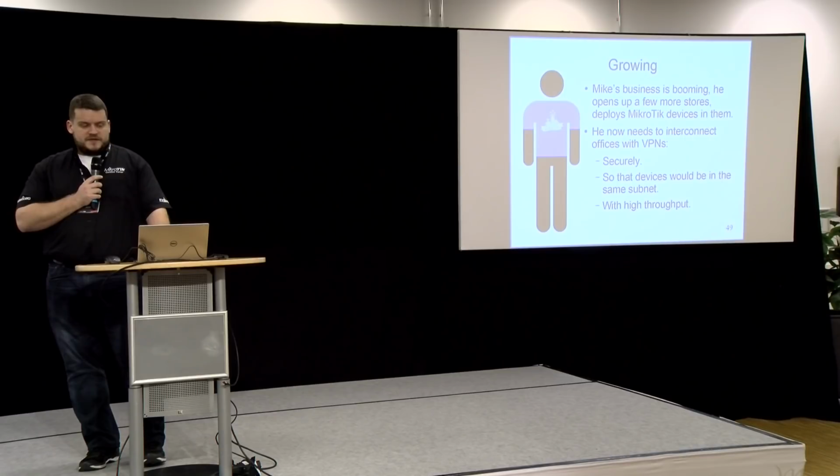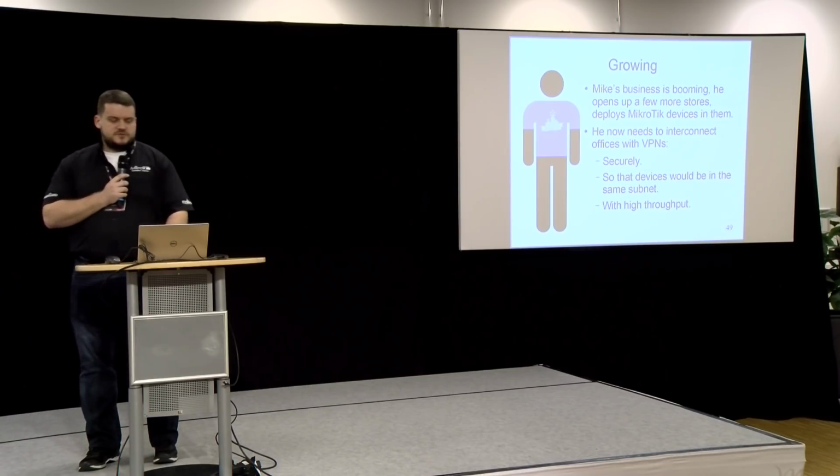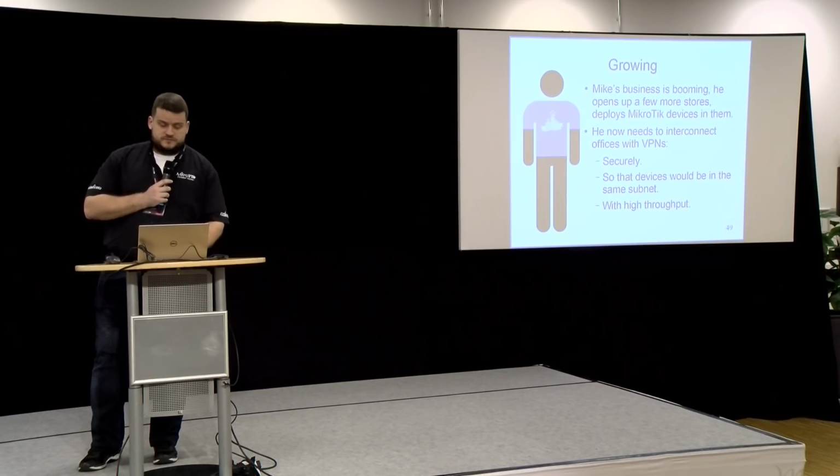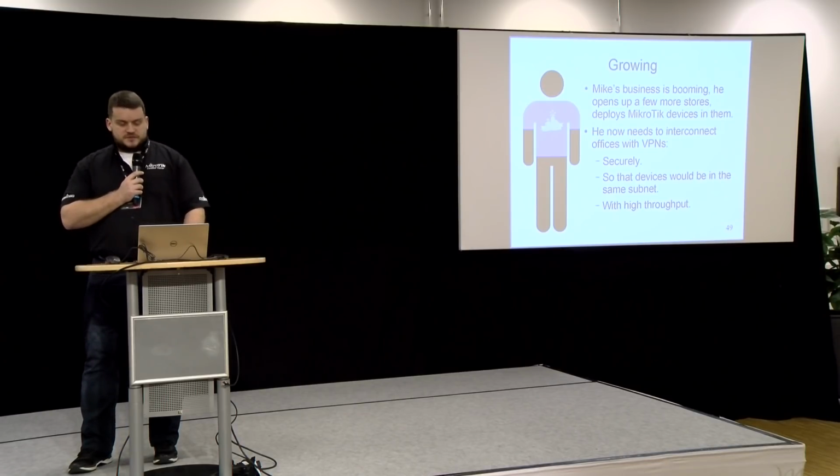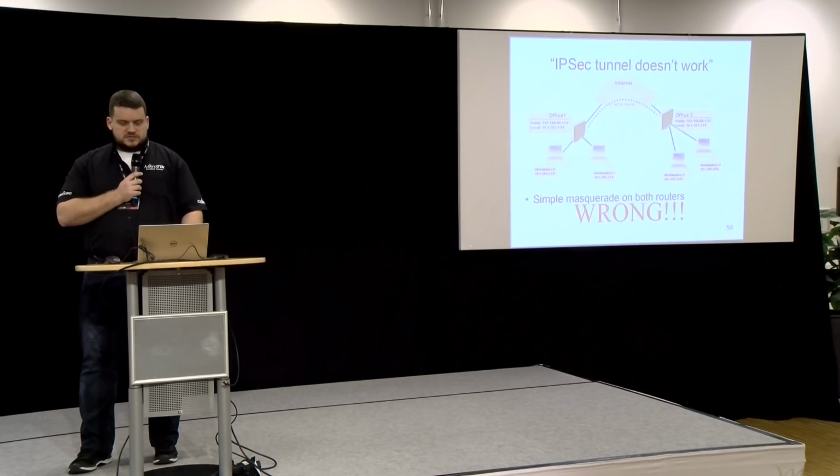Again, Mike's business is growing, so he decides that he wants to open a few more stores, and of course he needs to interconnect these places with VPNs securely. Devices should be in the same subnet, so layer 2 subnet, and they should have high throughput. So he reads something about IP security. He, of course, has my favorite option in a firewall, Masquerade, on both ends of the tunnel.